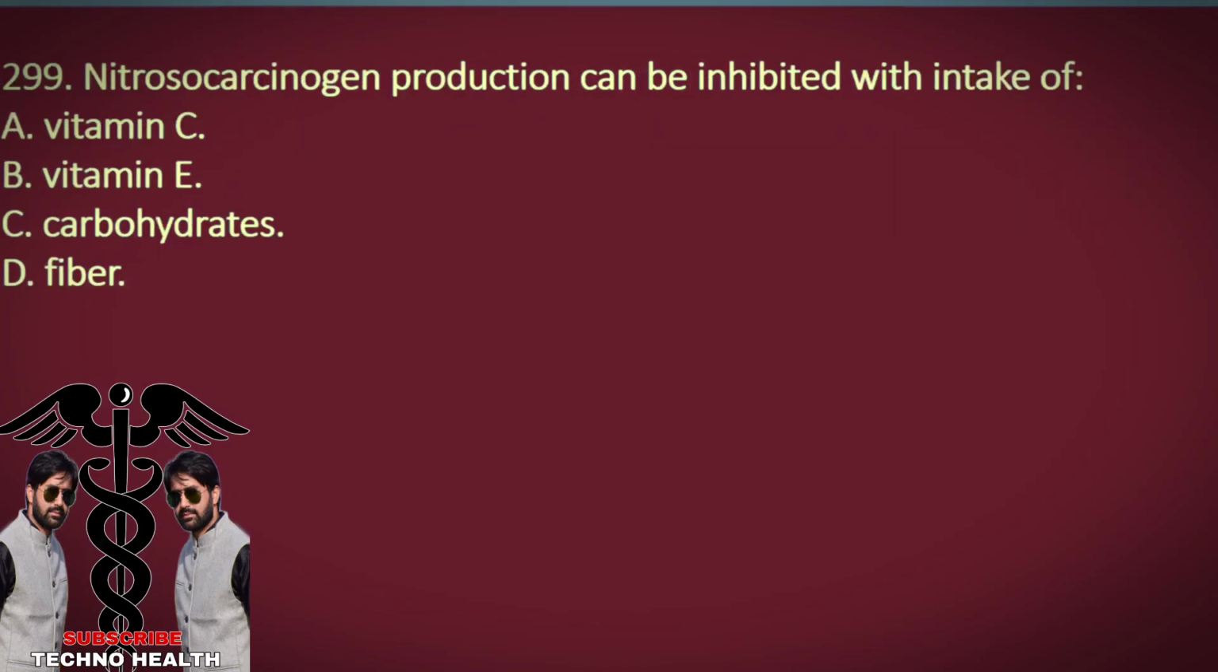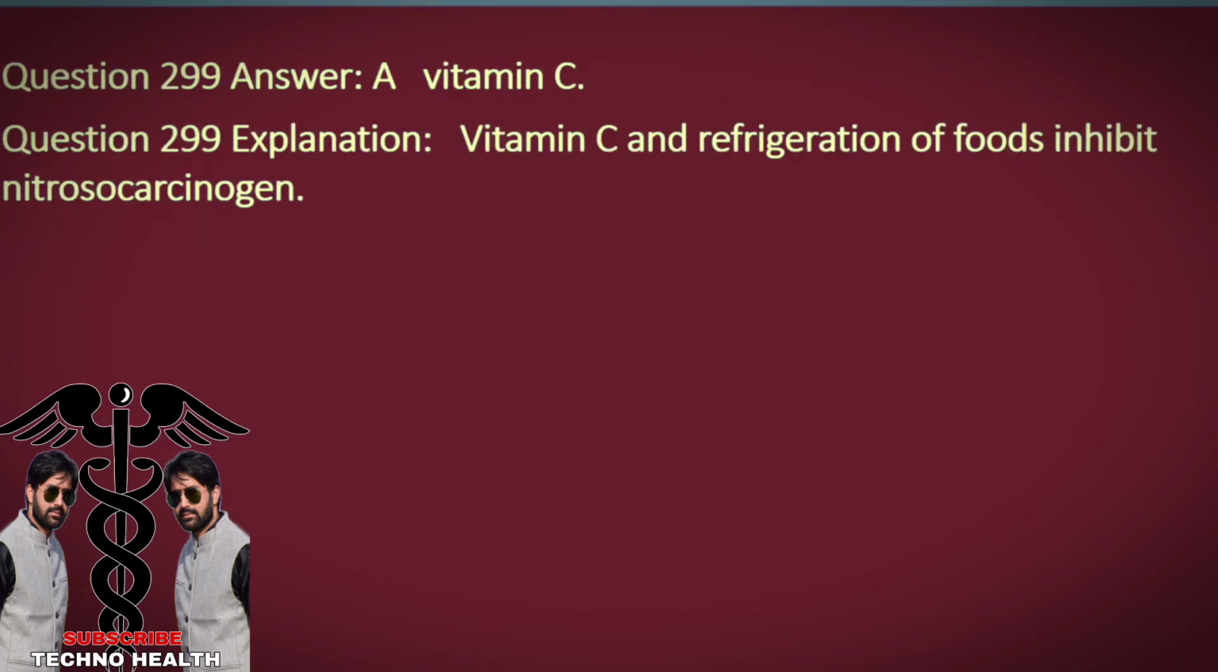Question 299. Nitrosocarcinogen production can be inhibited with intake of A. Vitamin C, B. Vitamin E, C. Carbohydrates, D. Fiber. Question 299 Answer, A. Vitamin C. Question 299 Explanation. Vitamin C and refrigeration of foods inhibit nitrosocarcinogen.